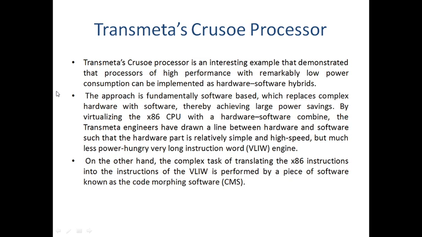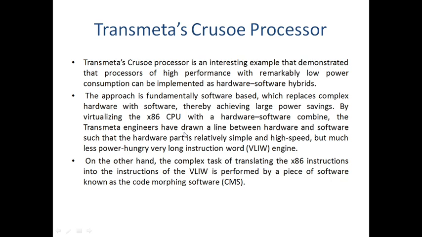The next point: the approach is fundamentally software based, which means complex hardware is replaced with software. We have software, and we also have hardware, but only a small amount of hardware is required in the Transmeta Crusoe processor. If any complex hardware is required, it is replaced with software. That achieves large power savings by virtualizing the x86 CPU with a hardware-software combination. x86 is generally a 32-bit CPU, while x64 is a 64-bit CPU. x86 is an architecture, and the architecture used to build the Transmeta Crusoe processor is the x86 architecture.